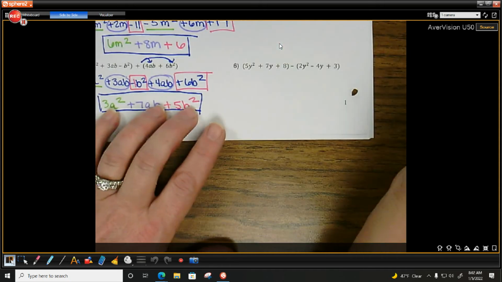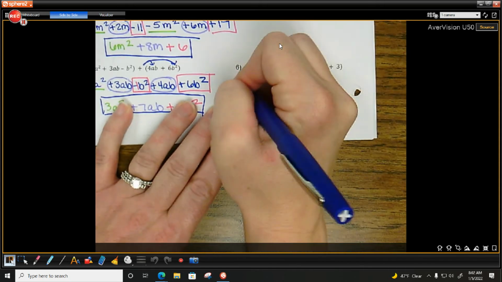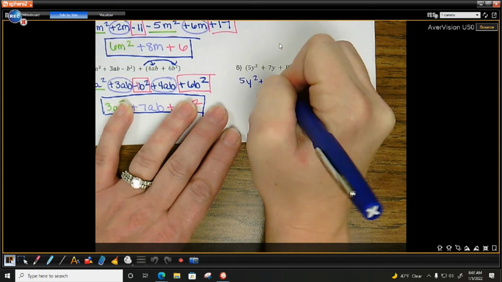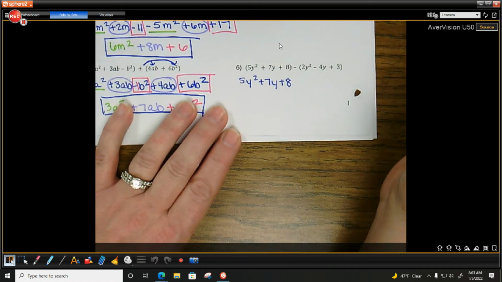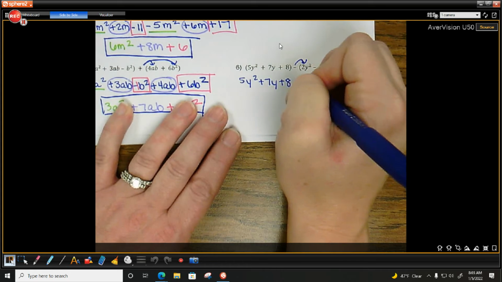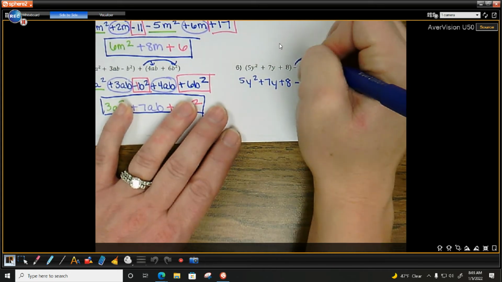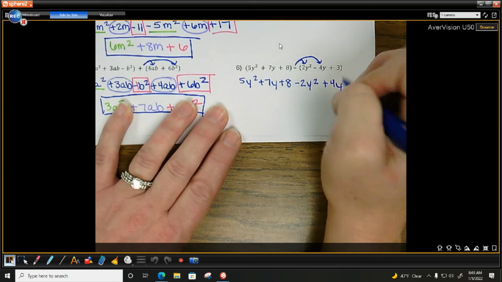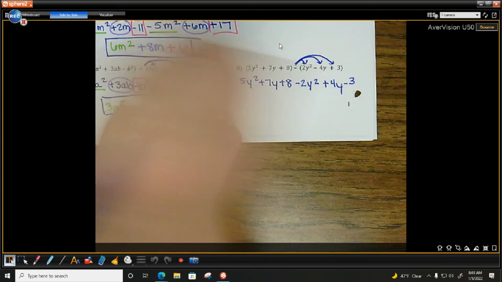Okay, anything in front to distribute? Nope, rewrite it without the parentheses. What's in front to distribute? So what's a negative times 2y squared? Negative 2y squared. What's a negative times a negative 4y? Plus 4y. And what's a negative times a positive 3? Negative 3. Very good.